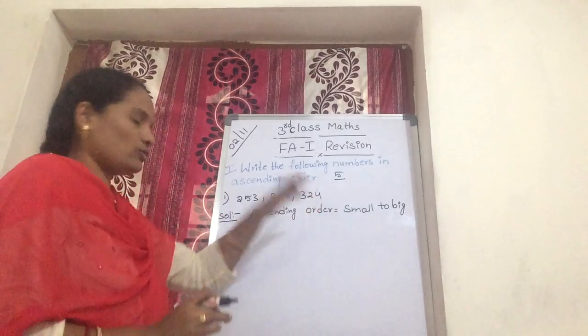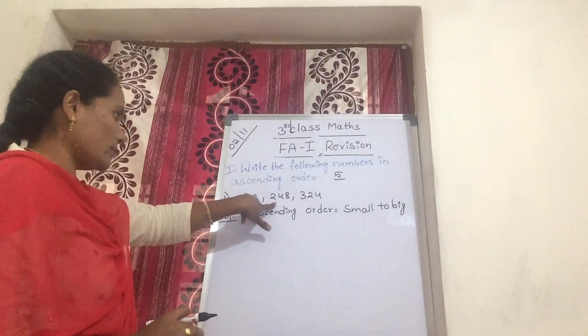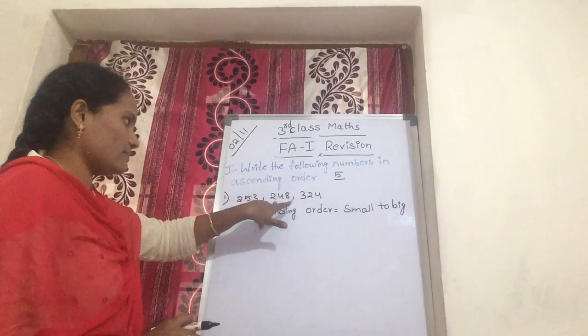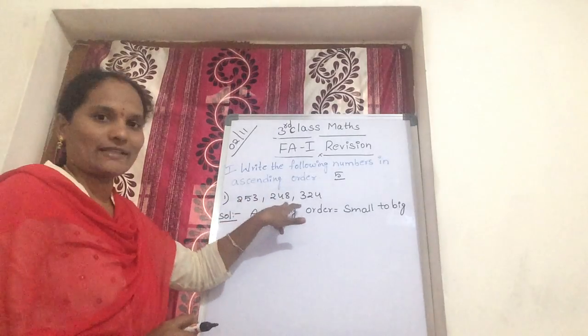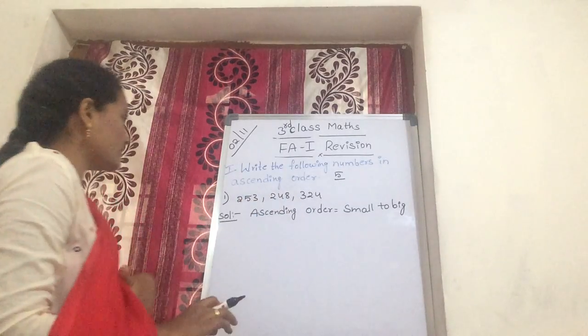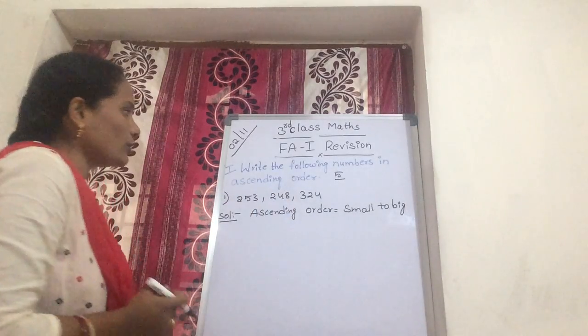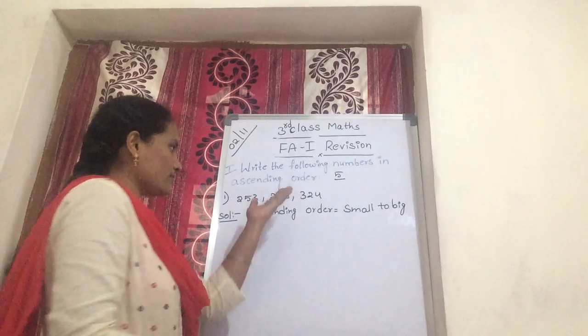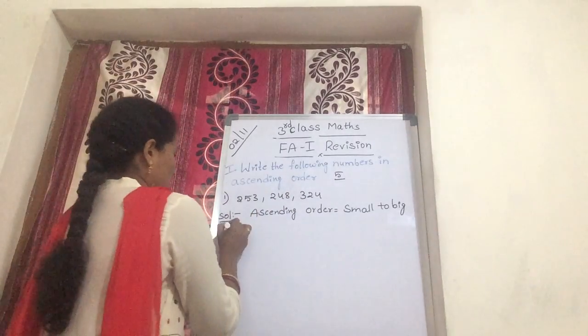So don't compare this. First you need the small number. So you compare these two numbers. We are checking the next place. This hundreds place is over. Now we are checking the tens place. In the first number the tens digit is 5. In the second number the tens digit is 4. 4 is the small number. That's why this 248 is the small number.